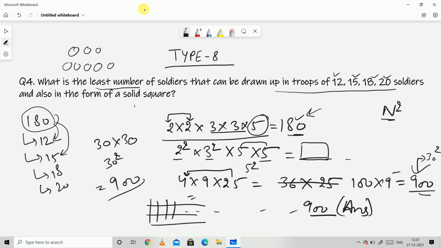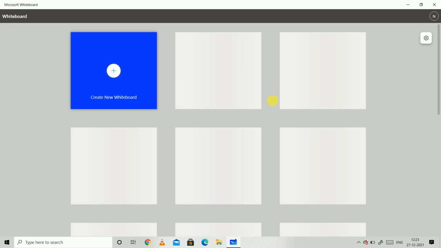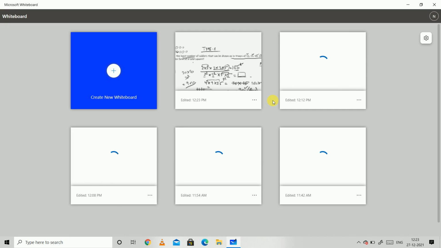Therefore, if there are 900 soldiers, they can be divided into groups of 12, 15, 18 and 20, and they can be made to stand in 30 rows and 30 columns. So they will form a solid square also. Okay, so I think this is clear to you. Now let's move on to the next variation of this type 8 only.